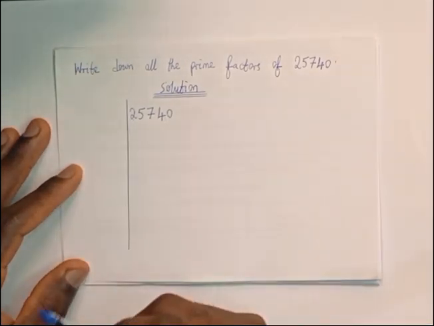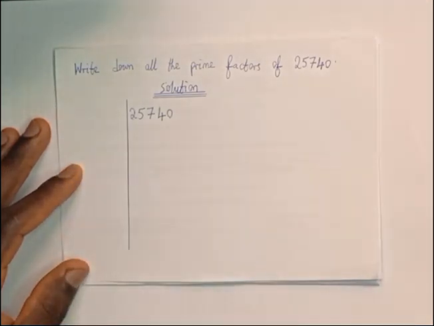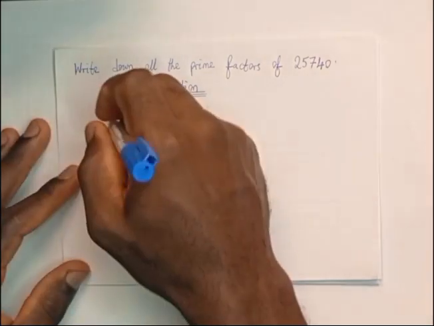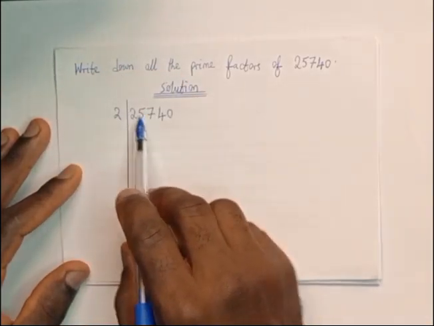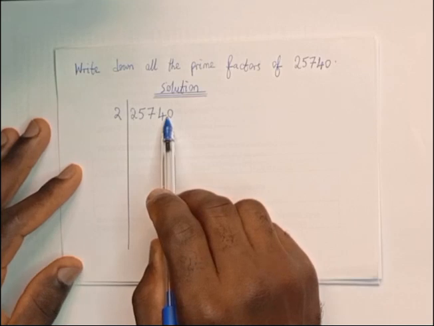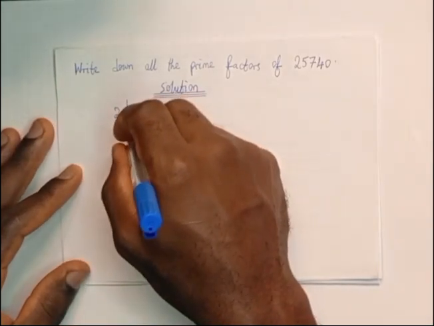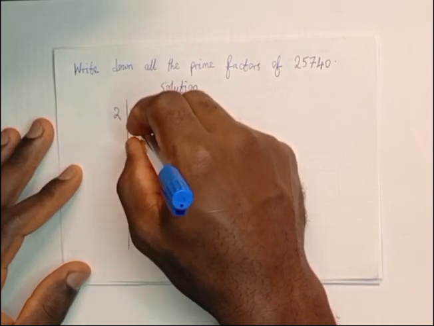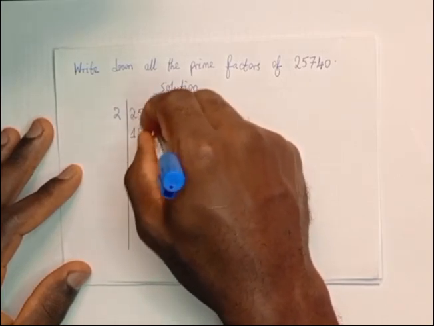The number 25,740 is an even number. That means 2 is a prime factor of this number. Remember, 2 is the smallest prime number, which is an even number. You write down 2 here. We divide 25,740 by 2. It gives us 12,870.